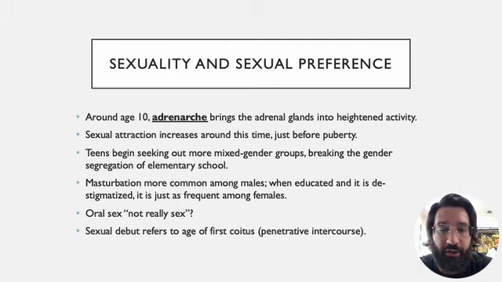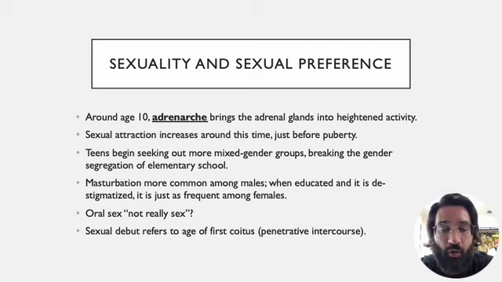So we'll talk a little bit here about sexuality and sexual preference as a part of adolescent development. So at around age 10, adrenarche begins. This is bringing the adrenal glands into heightened activity. Remember, we talked about the adrenal glands as being a part of that HPA axis with the stress response. So sexual attraction increases around this time, just before puberty. So think 4th grade, 5th grade, around that age. This is where attraction begins to heighten a little bit more. Teens begin seeking out more mixed gender groups, breaking that gender segregation that we see in elementary school. If you go around elementary school playgrounds, it's not uncommon to see the boys playing with the boys, the girls playing with the girls. When we start getting into middle school and high school, we start to observe more mixed gender groups.